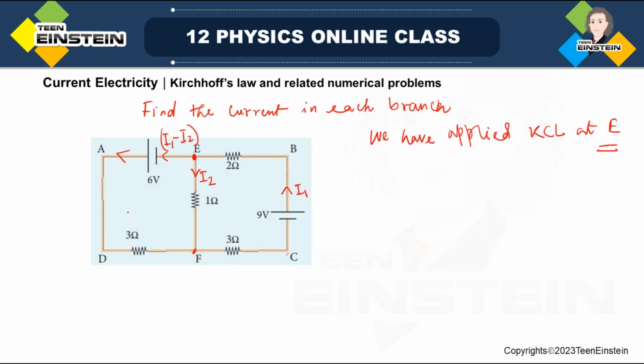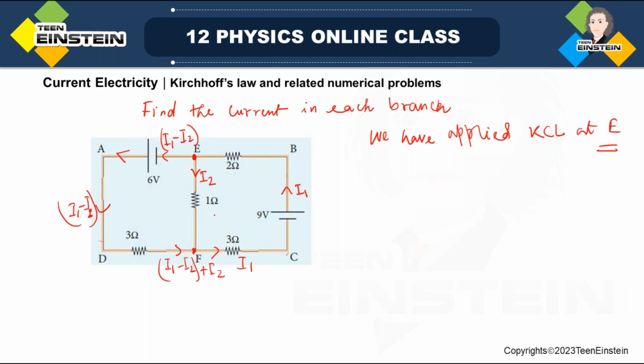Now what we have to do is take two loops. Here there are two closed loops, so the same current will flow up to here. Then it will go all the way here. See, here I1 minus I2, and this I2 will come here, and then this will add up to I1. This will flow like this.